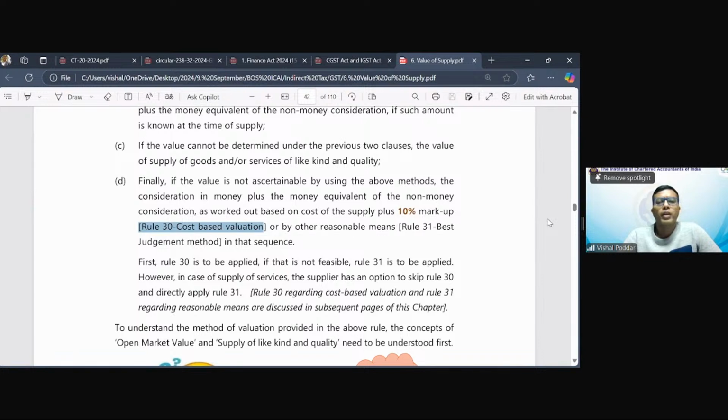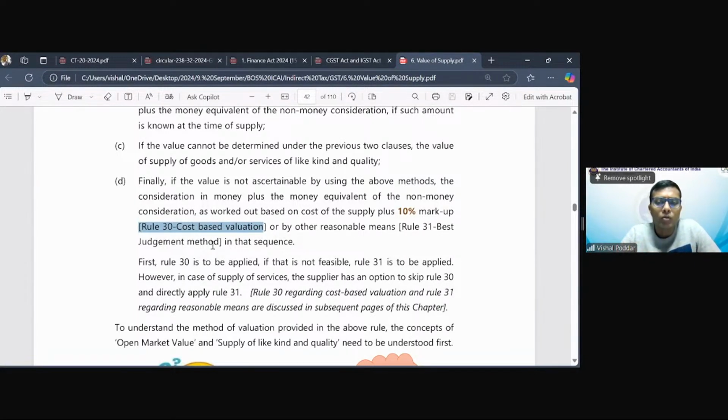If this also fails, then you come to the last rule, which is called the residuary rule, given in rule 31, which they also call the best judgment rule or the best judgment method. And it simply says, best judgment rule says that you try to find out the value applying reasonable means, which is consistent with the entire section 15.